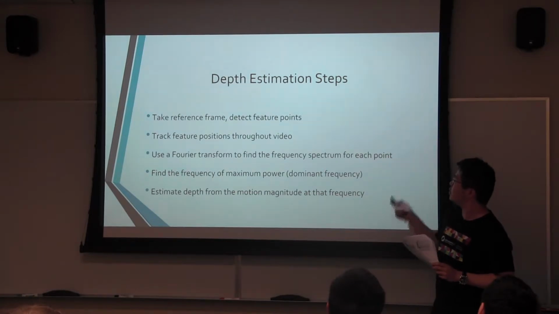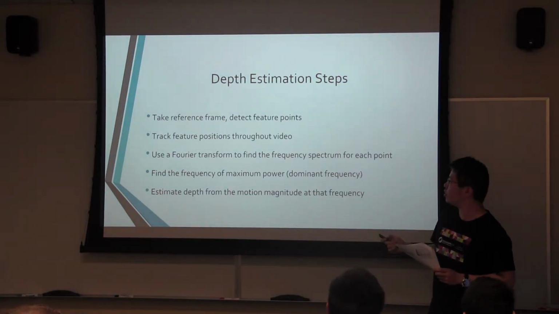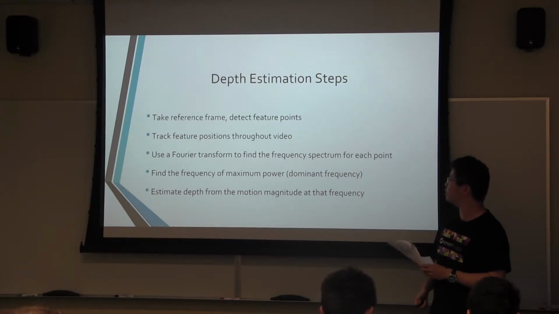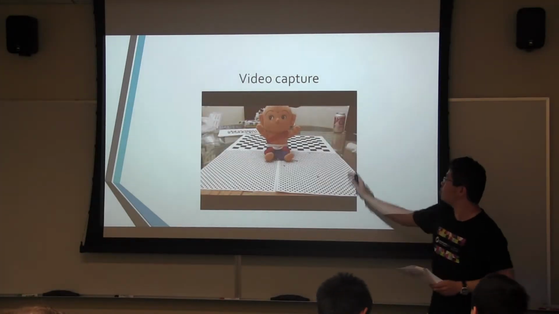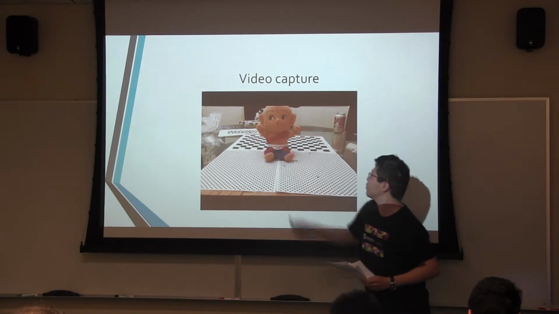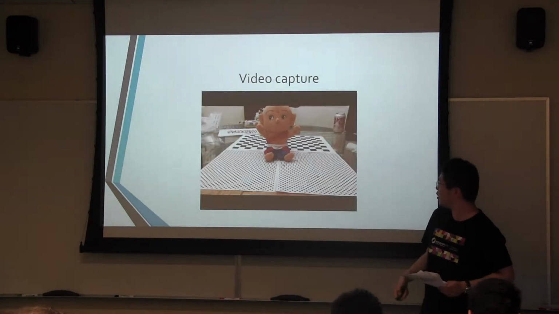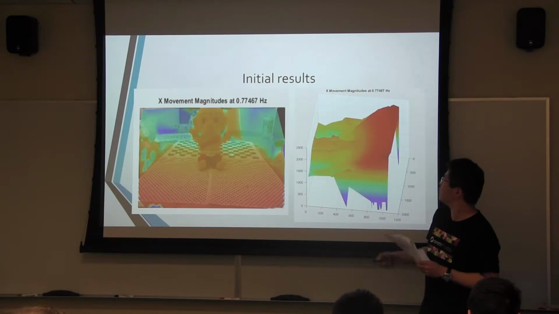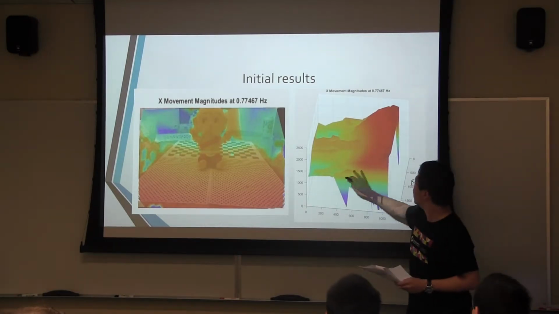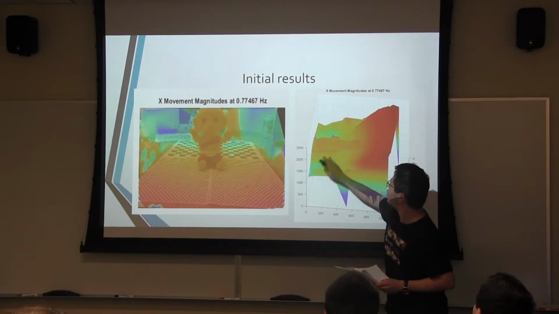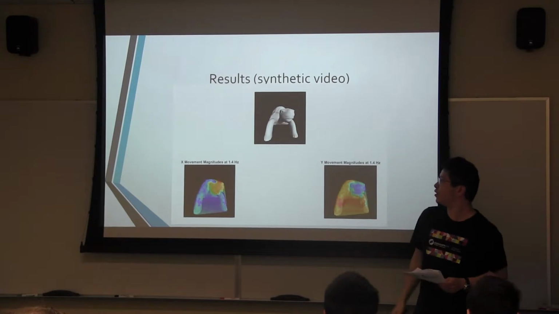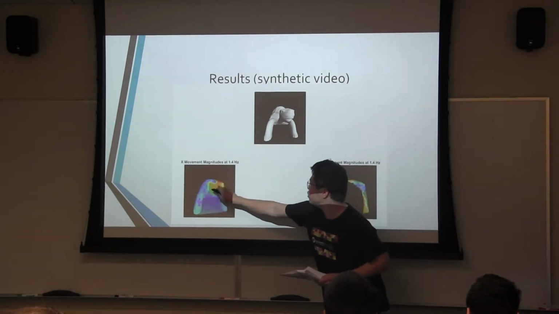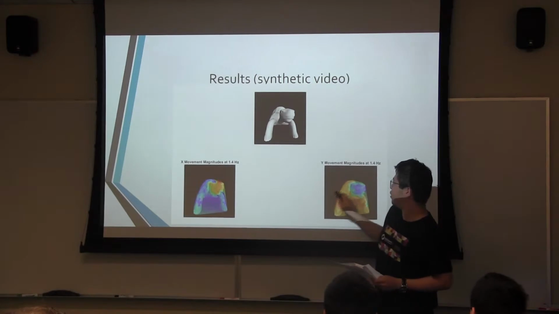My process is: you take the frame, detect feature points, track the feature points through the video, then find the frequency of maximum power and estimate the depths using that frequency. This video just moves very slightly in this scene, and from this we can see some results, which show the plane here and the face here and objects in the distance. Here's another one on a synthetic video. You can see that from the X movement and the Y movement, it can detect the depth.